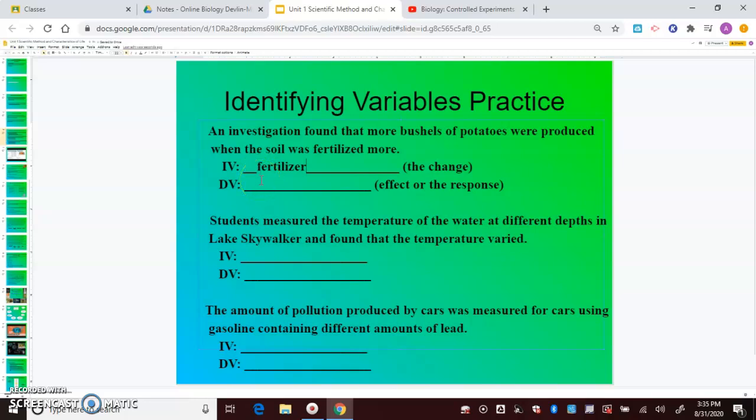And then the dependent variable, how's it going to respond? Well, if you add fertilizer in this experiment, it's saying there's more bushels of potatoes. So I'm just going to write more potatoes. Okay, so the next one.